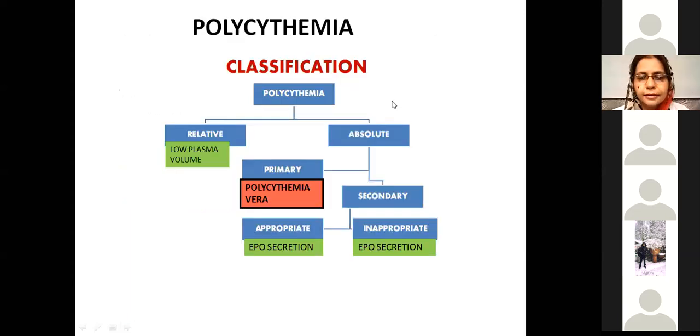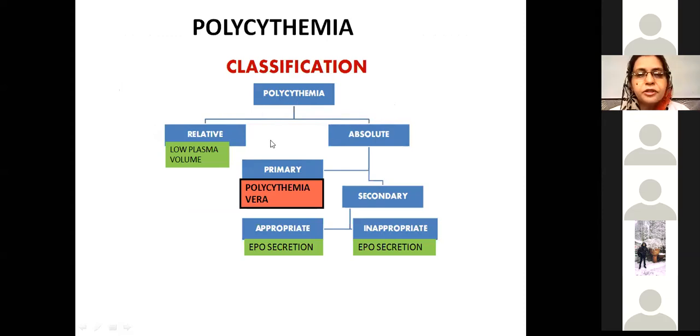Before that, this is a slide which I shared earlier with you people. And you can see that poly is more than one. Cythemia is the presence of blood cells, so an increase in the blood cells. It could be either relative or absolute.